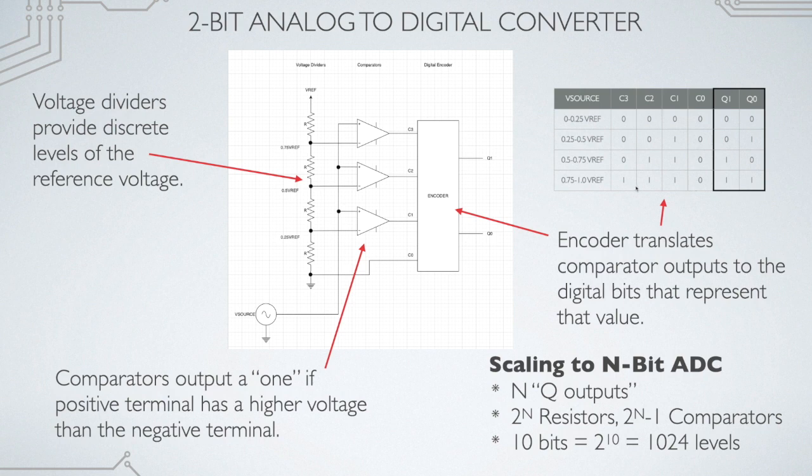Now this really isn't our binary state. We talked about how we have 2 bits, but now there's an encoder process that takes these 4 states and encodes them into our 2-bit output. So you can imagine as you scale to, say, 10 bits, you have 2 to the 10th resistors and 2 to the 10th minus 1 comparators. But thanks to modern semiconductor engineering, you can fit that into a very small space.